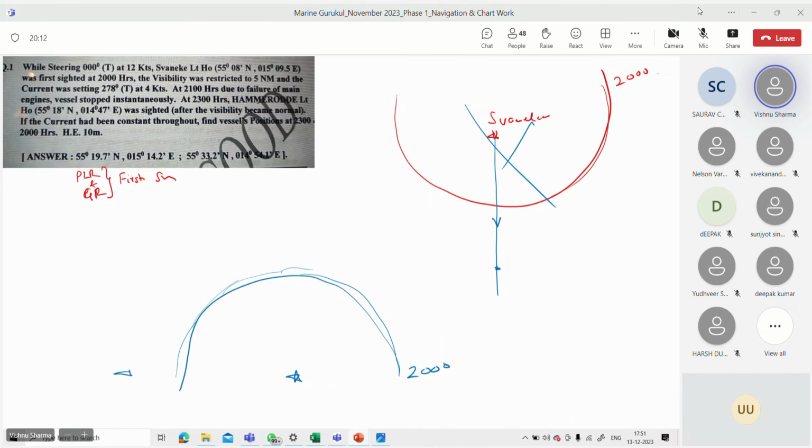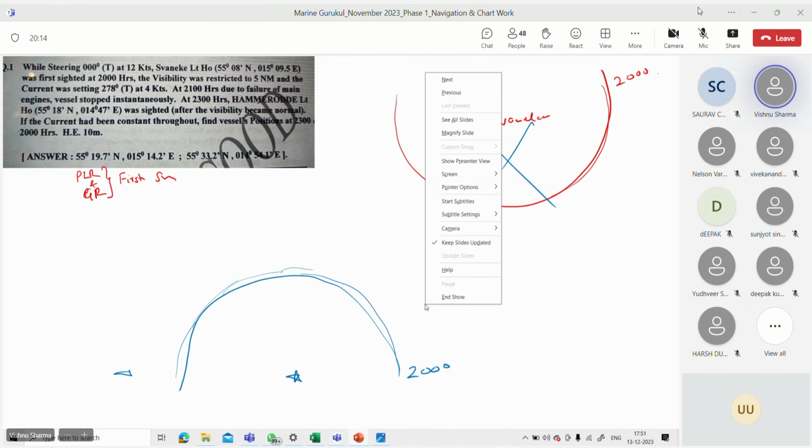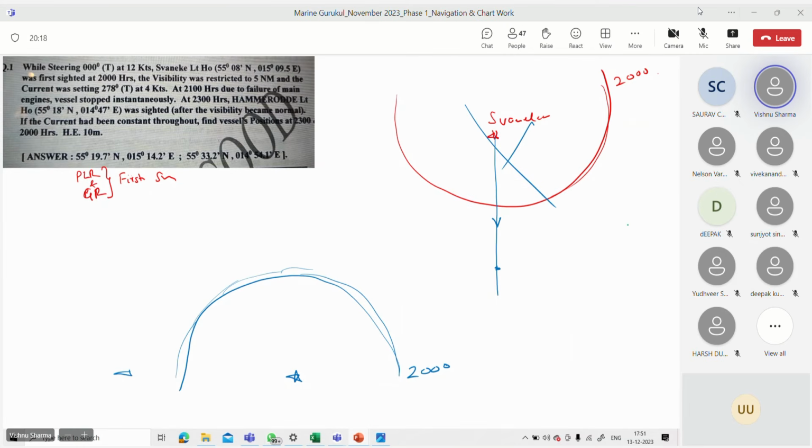RPC. Okay. Now, basically, you are steering a course from here of 000. Sorry, my mistake, 000. You're steering this course. From 2000 hours to 2300 hours, what displacement has the vessel experienced? It has experienced 1 hour of steaming and 3 hours of current. Yes or no? Correct, beta? Yes, sir.